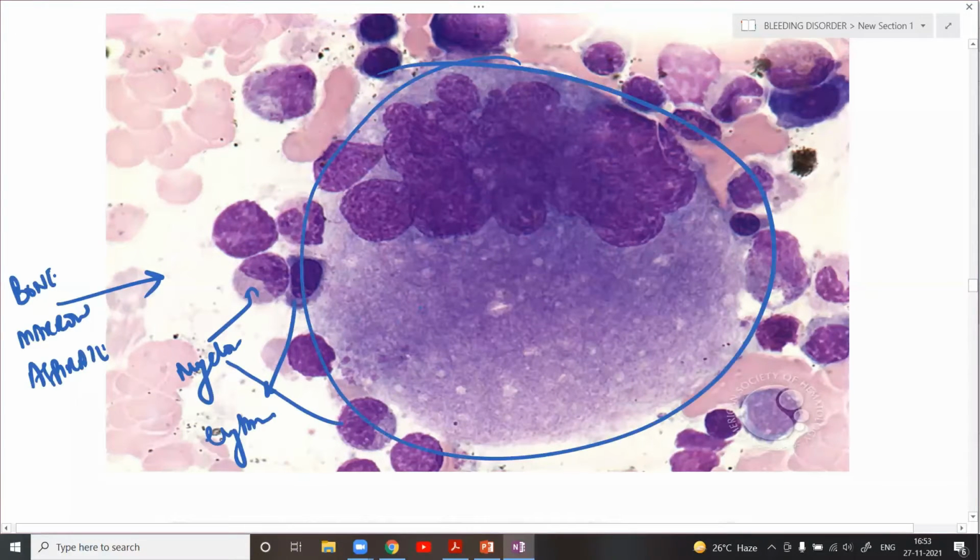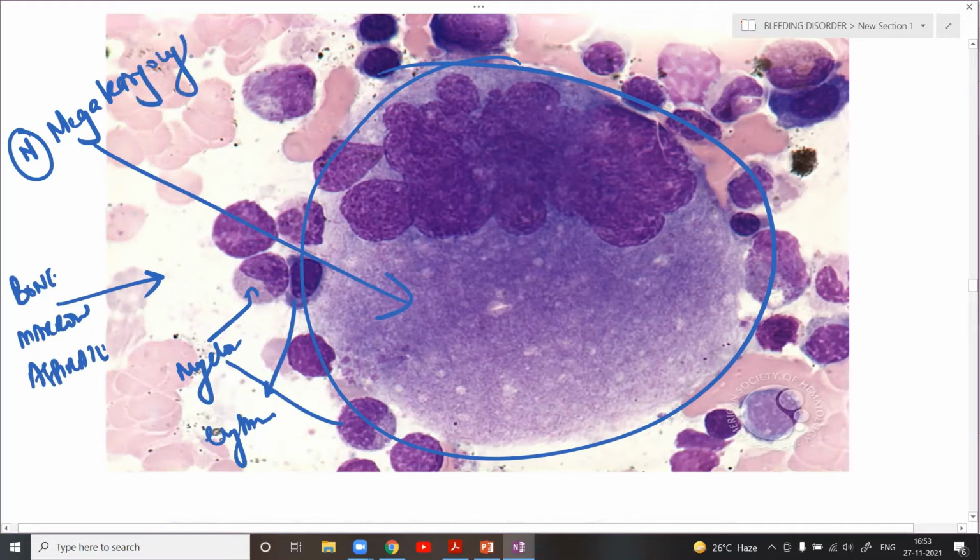Which is the largest cell? Yes, can anyone tell me? What is this? It is a normal megakaryocyte. Megakaryocyte, and it is the largest cell in our body, and this is a normal one. Now, why have I shown you a normal megakaryocyte?